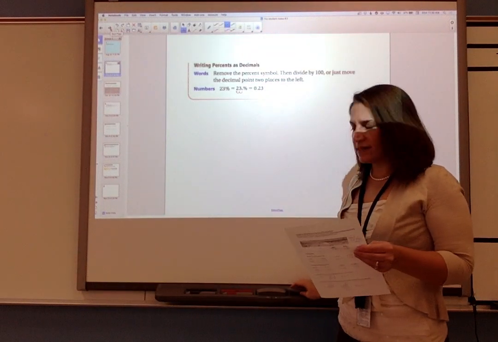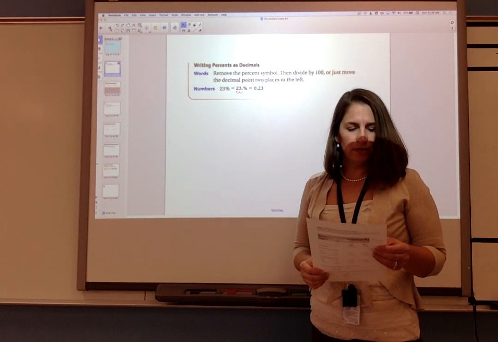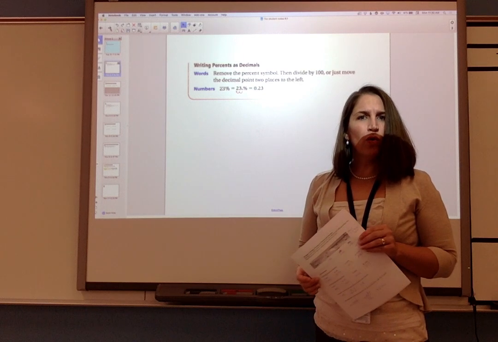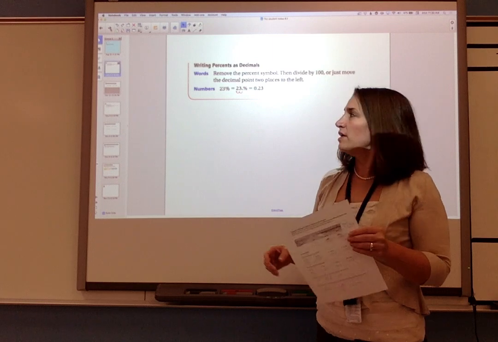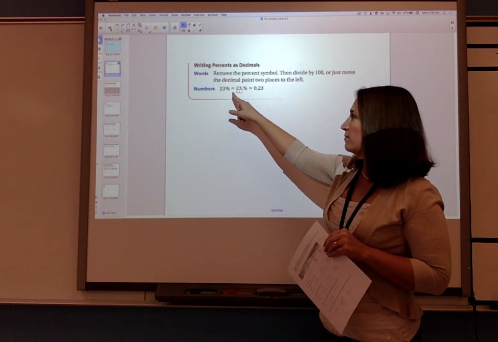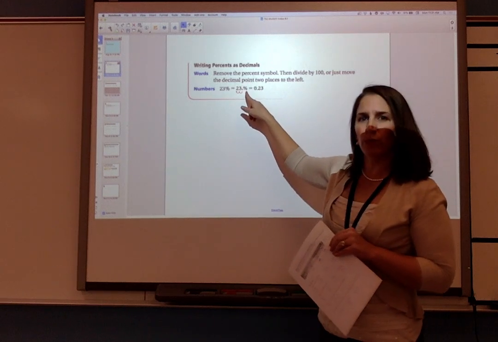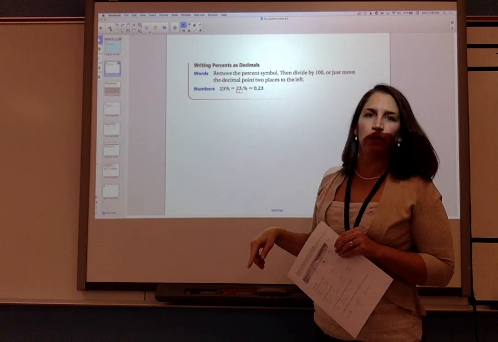To write a percent as a decimal, remove the percent symbol, then divide by 100, or just move the decimal point 2 places to the left. So in this example, we have 23%. We can drop the percent symbol and then move the decimal point, which would be after the 3, and move it over to right before the 2.